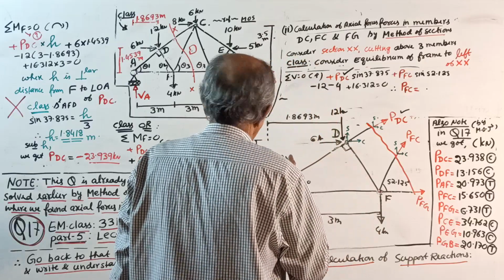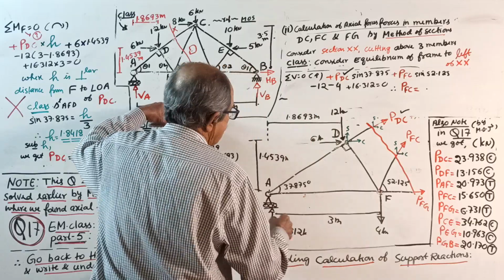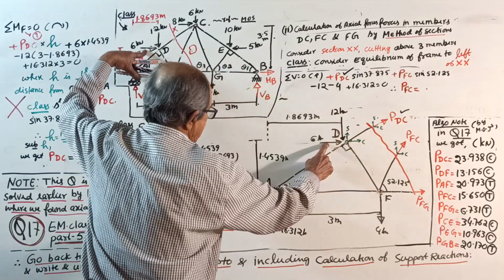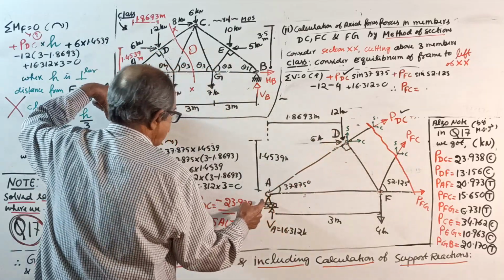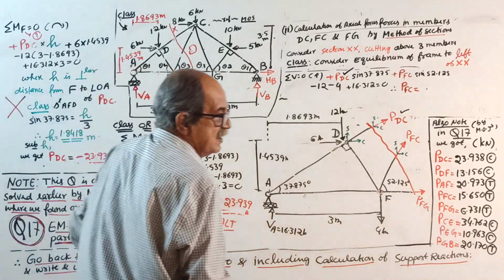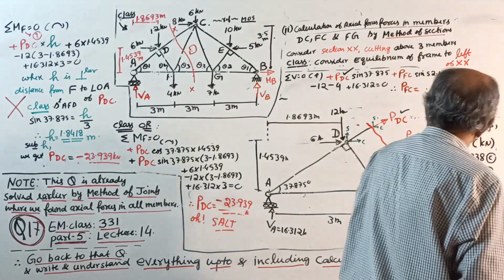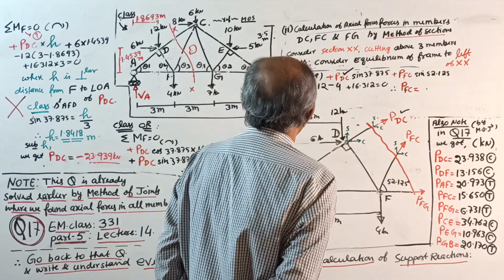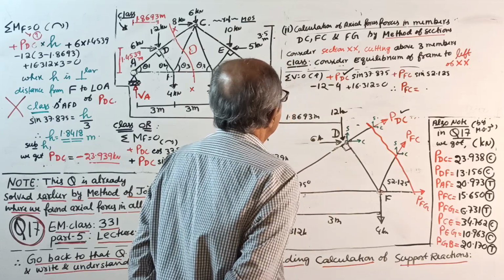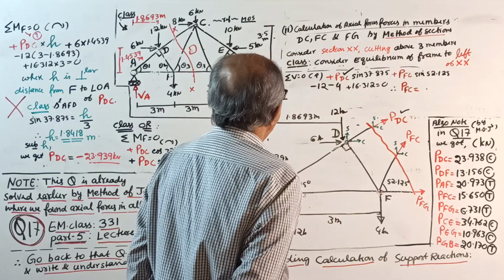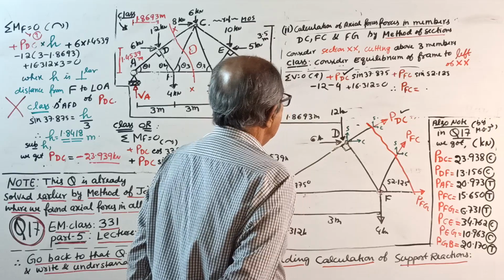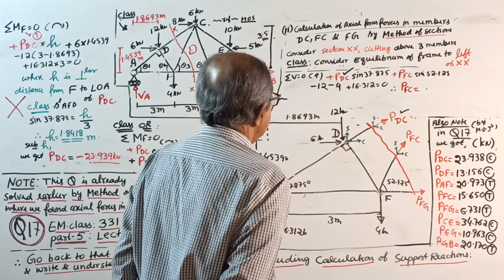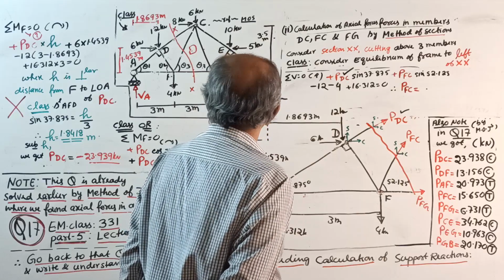One minute, no problem. 4 kN, 12 kN, 6 kN. VA is 16.312, correct? 16.312 is correct, VA. Then where is the mistake here? One minute, it can't happen, not in my class. PDC sine 37.875, correct. PDC is correct. Plus PFC sine 52.125.